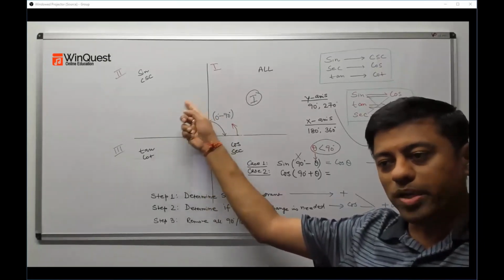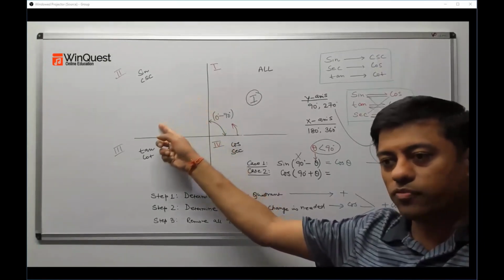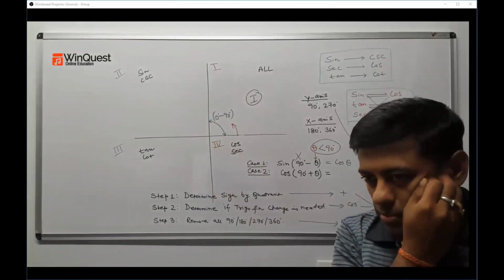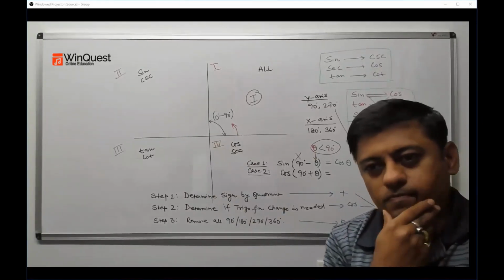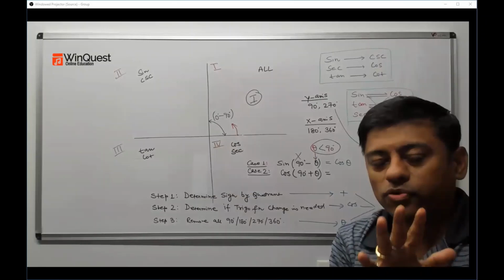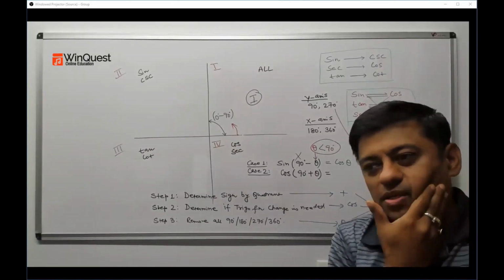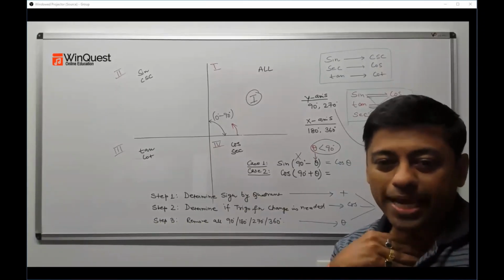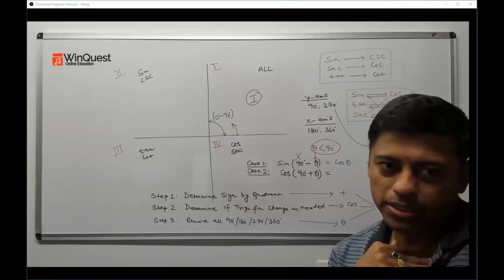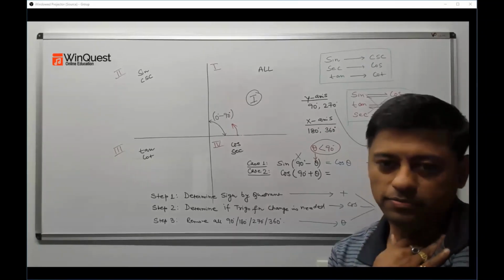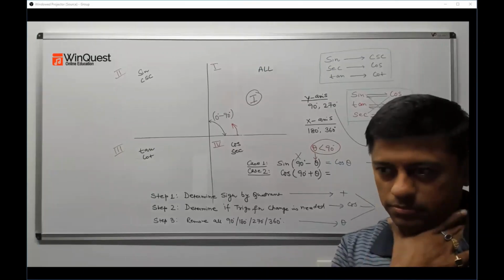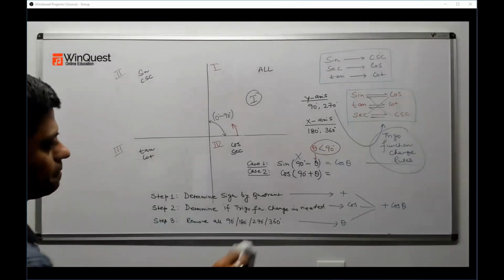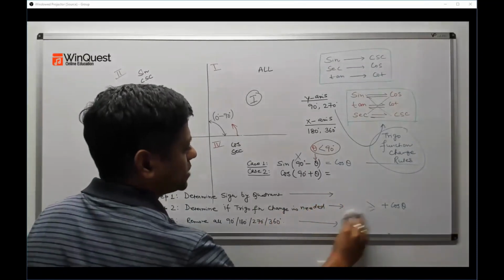For all those who mentioned quadrant 4, are they clear? It is not quadrant 4. 90 plus theta is quadrant 2. Yes or no? Yes. For all those who have told quadrant 4, are you clear specifically? I'm clear. What would be the sign if it goes to quadrant 2? Positive or negative? Negative. Do we all understand it is going to be negative?